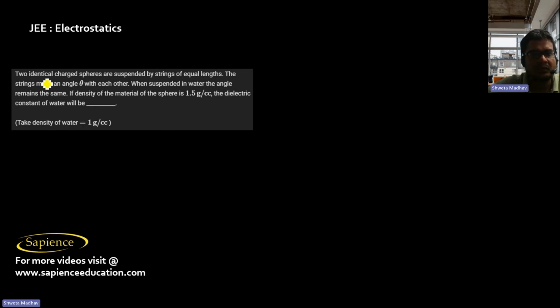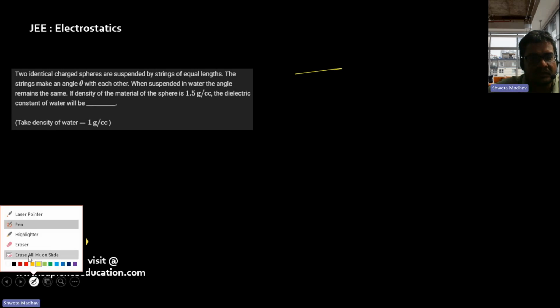So here it is told that two identical charged spheres are suspended by strings of equal length. The strings make an angle theta with each other. So here two strings are there. They make an angle theta with respect to each other. This angle is theta. The lengths are the same.